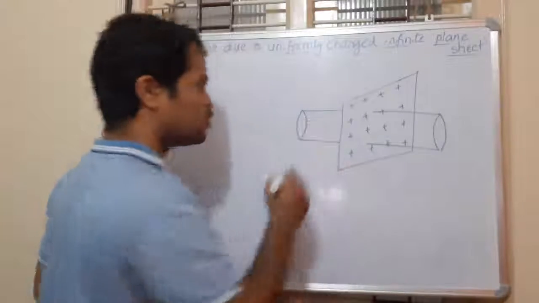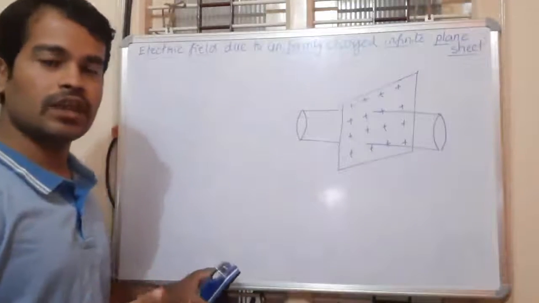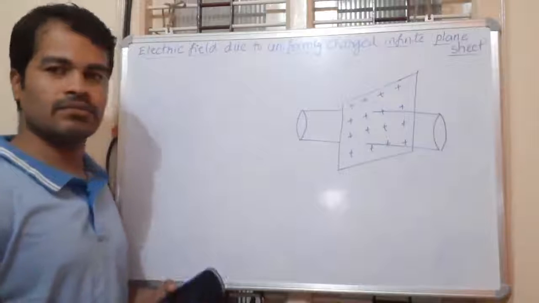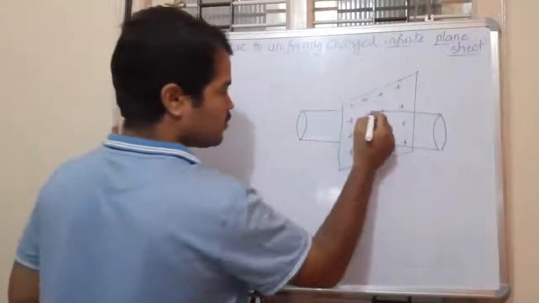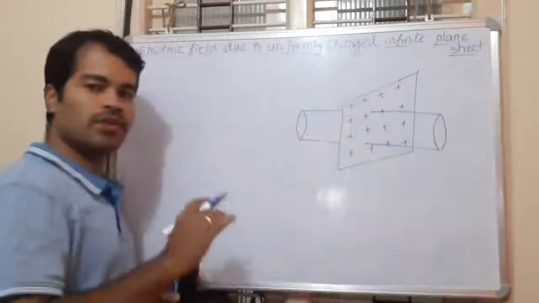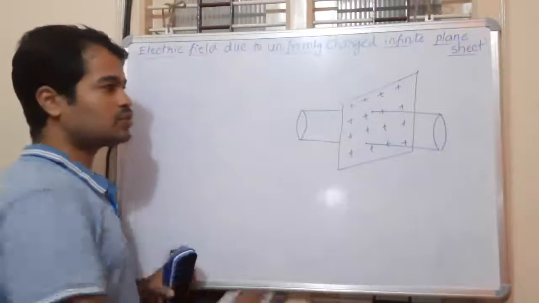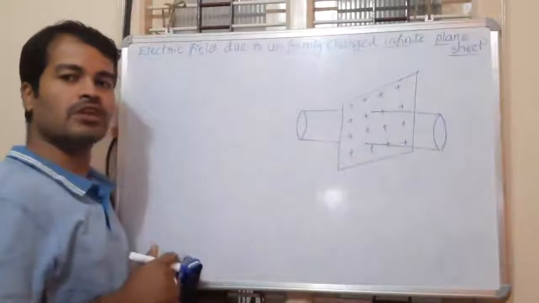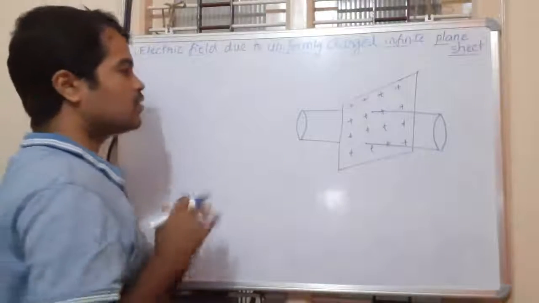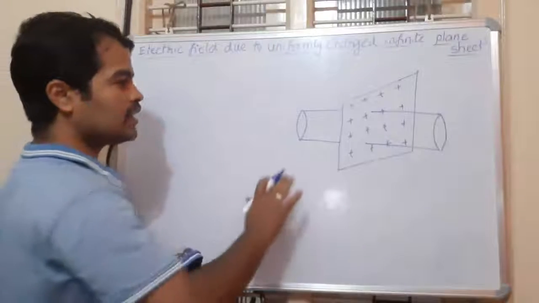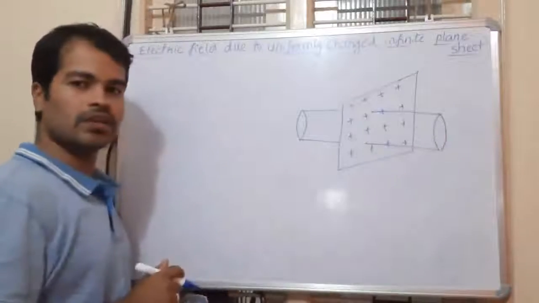A Gaussian surface can be taken of any shape that is suited to the symmetry of the diagram. This is the Gaussian surface we have taken now. Now we need to find the electric field due to this plane sheet using this Gaussian surface. Yes or no?